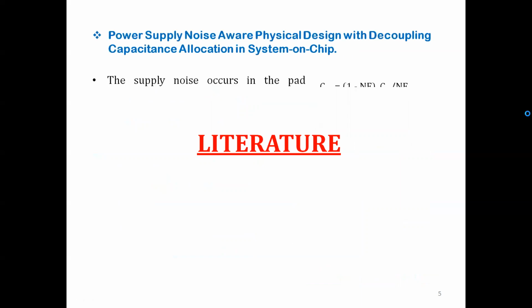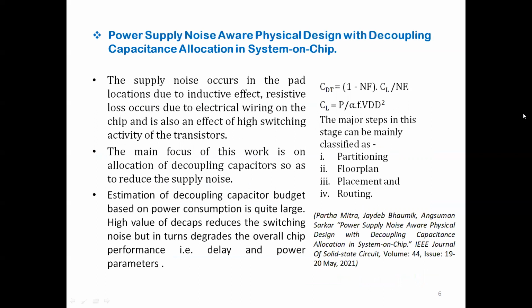During our project work, we have followed some literature. Two of these are described here. First one is power supply noise aware physical design with decoupling capacitance allocation on signal on chip. In this literature, the researchers mainly focused on the allocation of decoupling capacitors so as to reduce the power supply noise. In this equation, they explain how they estimate the value of capacitance.